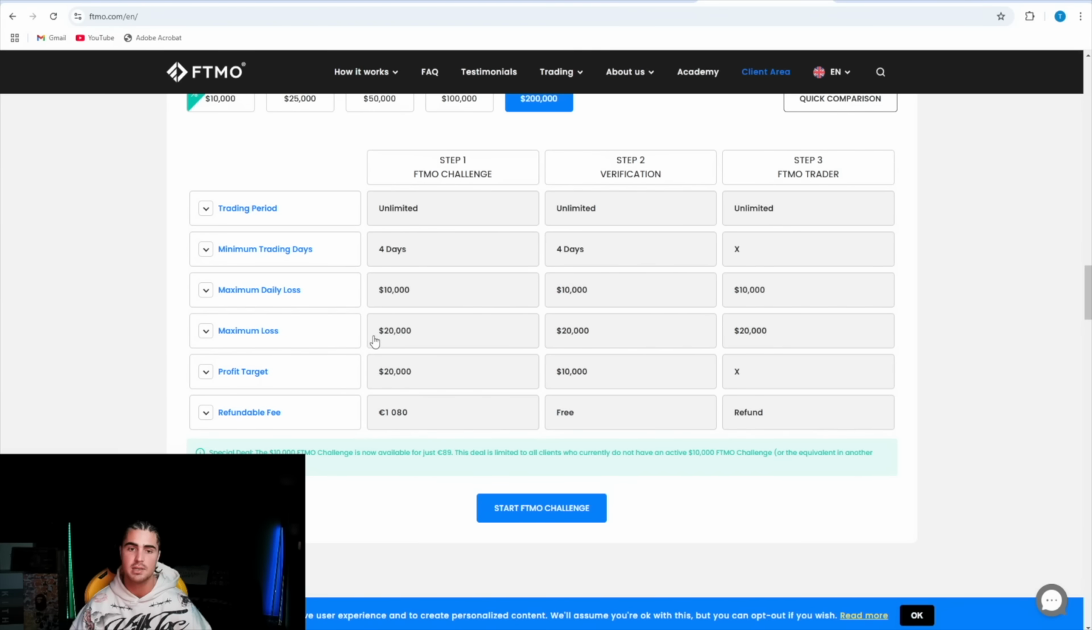But that makes sense because they're saying the maximum loss is 10%. Okay, and your profit target is just 10%. So as long as you don't lose 5% in a day, and as long as you don't lose 10% total, and as long as you're able to make 10% total, then you go to the next challenge. The next challenge is super simple. It's the same exact thing, except instead of having to make $20,000, so 10%, you only have to make 5%. Okay, and then the next step is boom, you're funded with them.